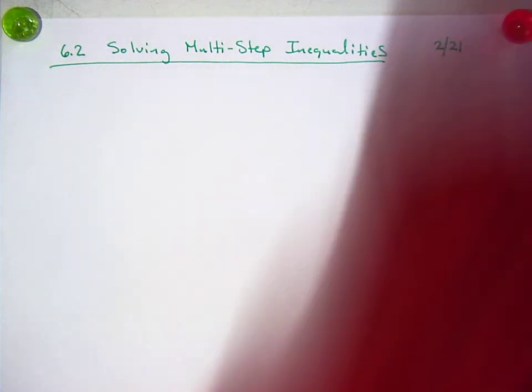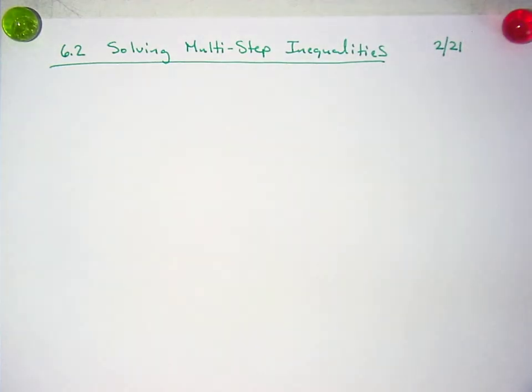Okay. So in this section, we're going to be solving multi-step inequalities. Can somebody raise their hand and tell me, when do you switch the sign? When do you flip the sign back and forth, Zach? When you're multiplying or dividing by a negative. Right, when you're multiplying or dividing by a negative number. So we need to keep that in mind.